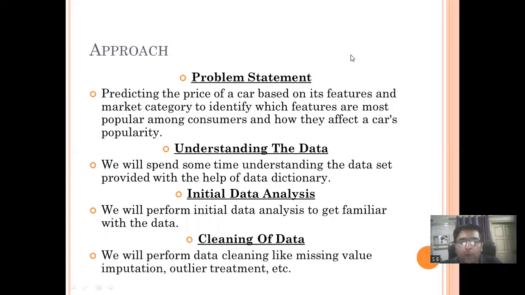The approach which I followed in this presentation: first of all, I formulated a problem statement. The problem statement goes as follows: predicting the price of a car based on its features and market category to identify which features are most popular among consumers and how they affect a car's price. For this, the first step was to understand the data. So I spent a lot of time understanding the data set provided to me with the help of the data dictionary provided. Then initial data analysis was conducted, and after that, before EDA was done, cleaning of data was performed.